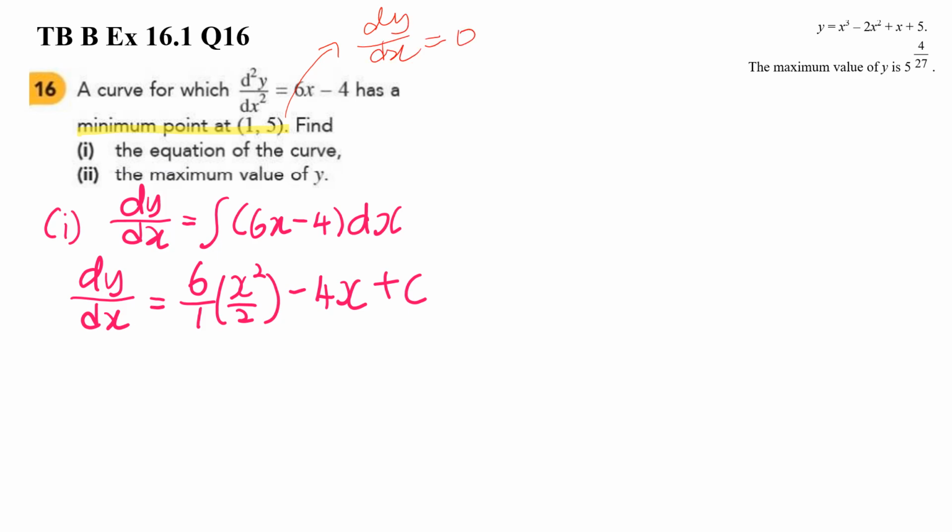Okay, so we use the concept we've learned earlier on. You integrate the d2y over dx squared, you should get your dy over dx. And of course, integrate left also must integrate right. So you integrate 6x, you get 6x squared over 2. Integrate 4, you get 4x plus a constant c. So how do I find the constant c? This is exactly where the piece of information comes in. You're told that it's a minimum point at (1,5), and a minimum or maximum point is when the dy dx equals 0.